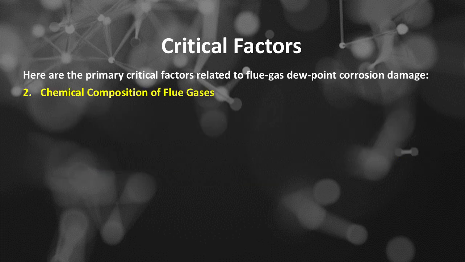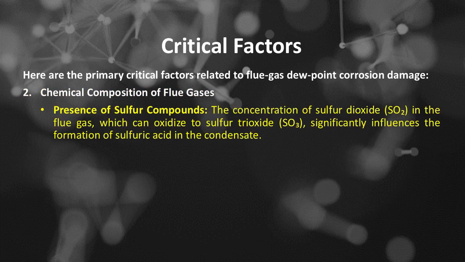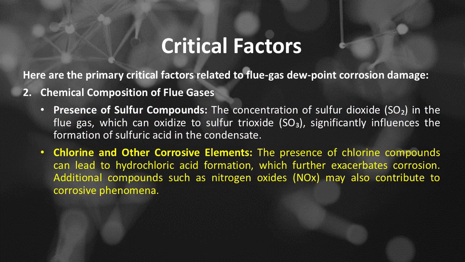Number 2 is chemical composition of flue gases. Presence of sulfur compounds, the concentration of sulfur dioxide, SO2, in the flue gas, which can oxidize to sulfur trioxide, SO3, significantly influences the formation of sulfuric acid in the condensate. Chlorine and other corrosive elements, the presence of chlorine compounds can lead to hydrochloric acid formation, which further exacerbates corrosion. Additional compounds such as nitrogen oxides, NOx, may also contribute to corrosive phenomena.